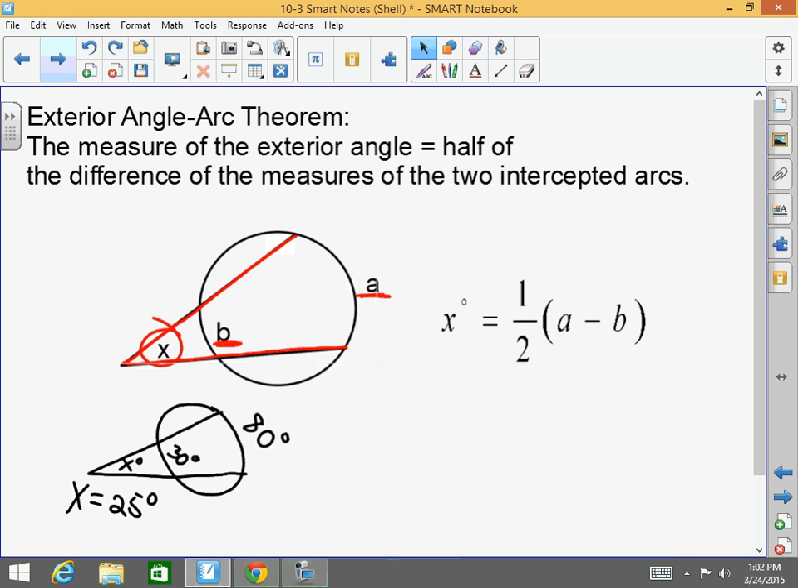So central angle equals the arc that it intercepts. An interior angle is half the size of the arc that it intercepts. And an exterior angle is half the difference of the two arcs that it intercepts. Very important. This is not in your book, not in this section. So please make sure that not only you write it down, but that you understand what's going on here.